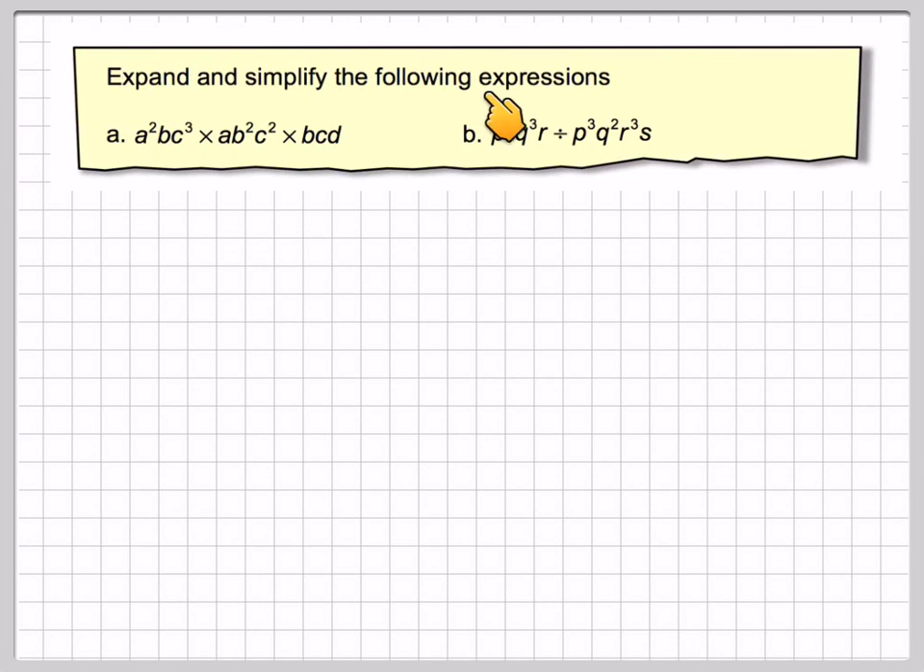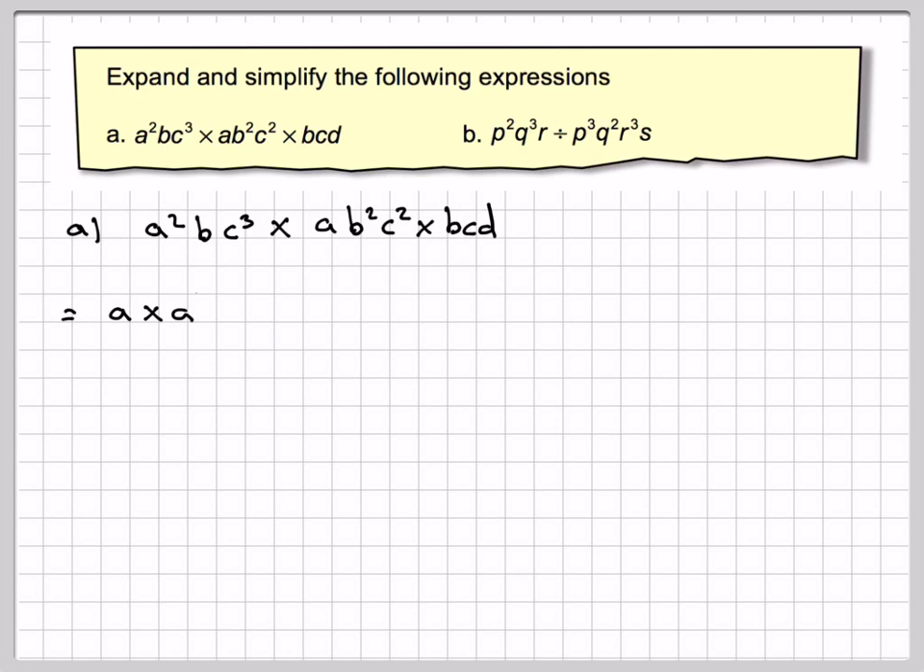Expand and simplify the following expressions. a squared b c cubed times a b squared c squared times b c d. So let's just write that out to begin with. What you need to do here is separate the terms.